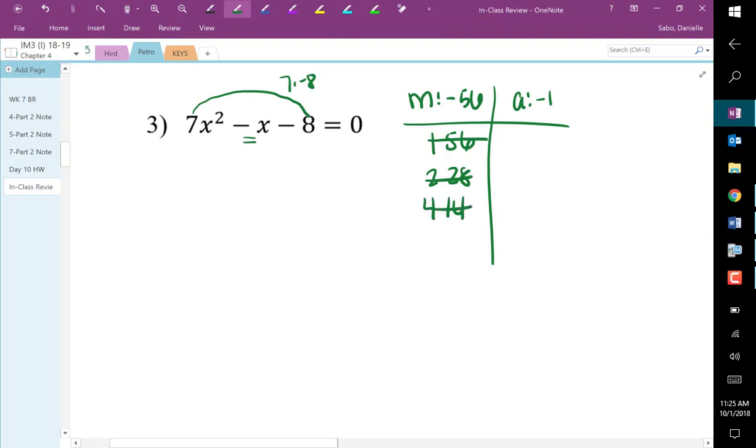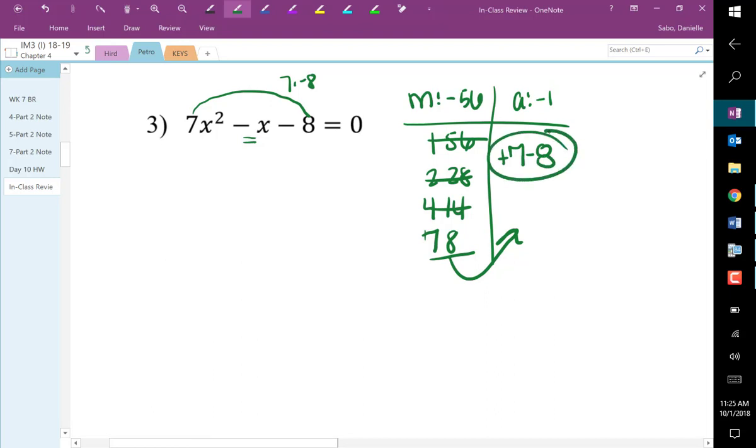56 divided by 5 won't work. 56 divided by 6. Not going to work. 56 divided by 7 gets me 8. So the 7 and 8 is going to work out. Now, I want a negative 1 as my result. Which one must be negative then? The 8, very good, because you want the bigger number to be the sign that you want.